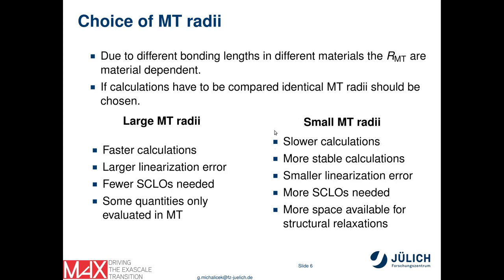With smaller radii, the calculations are slower, but on the other hand, they are typically much more stable. And we will get a smaller linearization error, but on the other hand, we need more semicore local orbitals, but we have more space available for structural relaxations. So you see, there is no optimal choice here. It depends on what you want to calculate and what your material looks like.